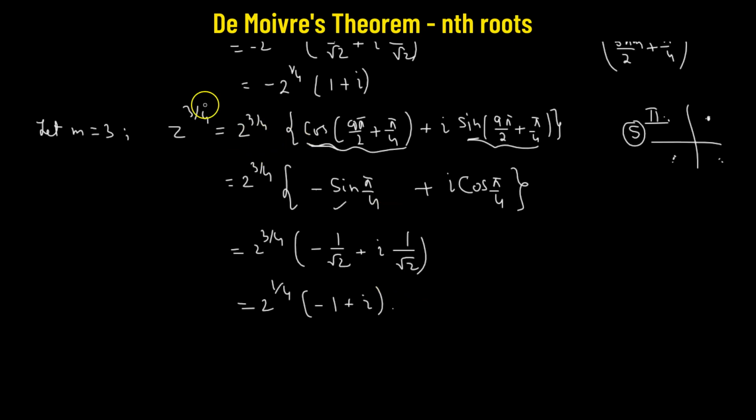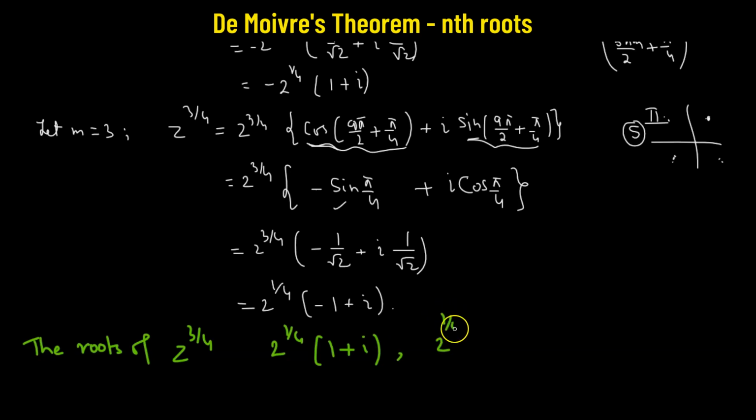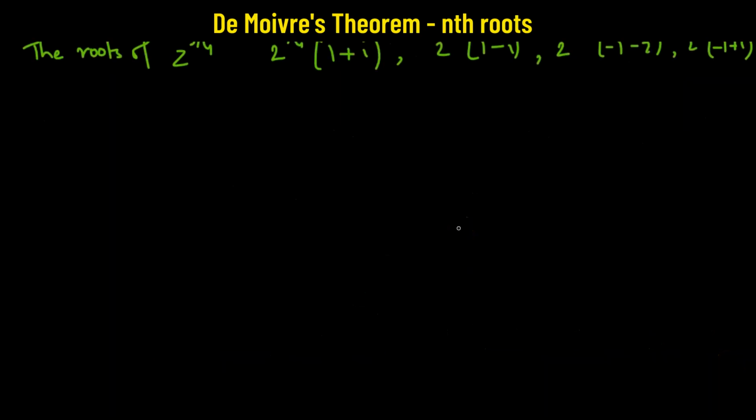So we have obtained all the 4 values. So that means the roots of our complex number z raised to the power of 3/4. So those will be 2 raised to the power of 1/4 multiplied to 1 plus iota. That was the first one. Then we had 2 raised to the power of 1/4 multiplied to 1 minus iota when m equals to 1. Then for m equals to 2, we had 2 raised to the power of 1/4, this was -1 minus iota. And for m equals to 3, we obtained the value 2 raised to the power of 1/4 multiplied to -1 plus iota. So let's go to the next example.